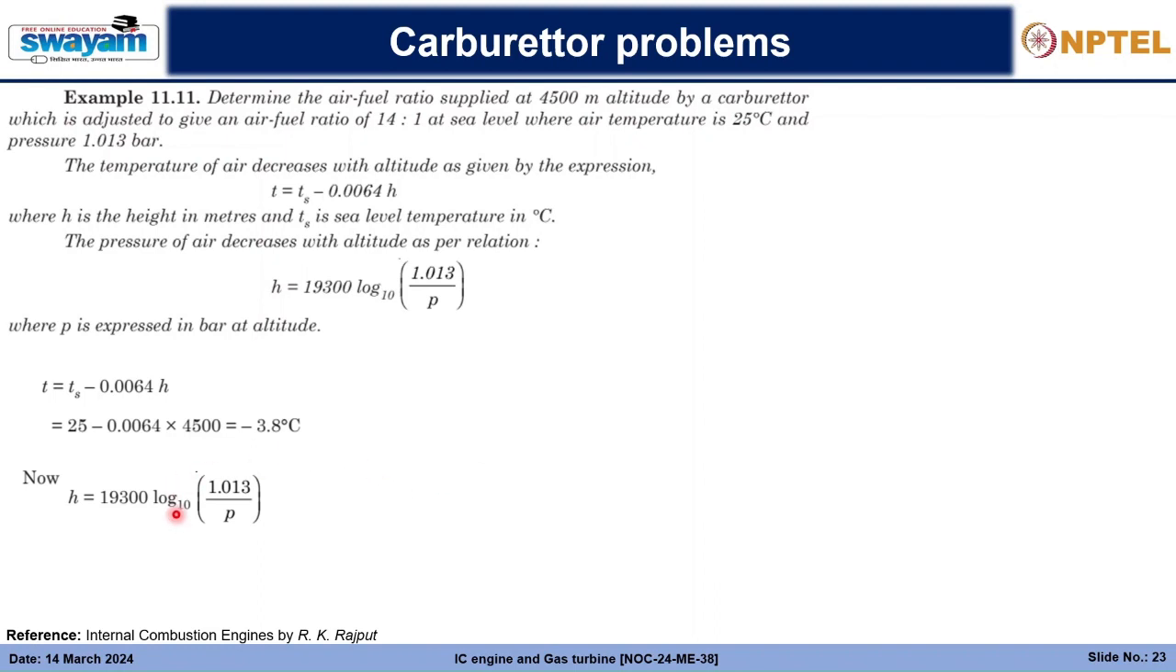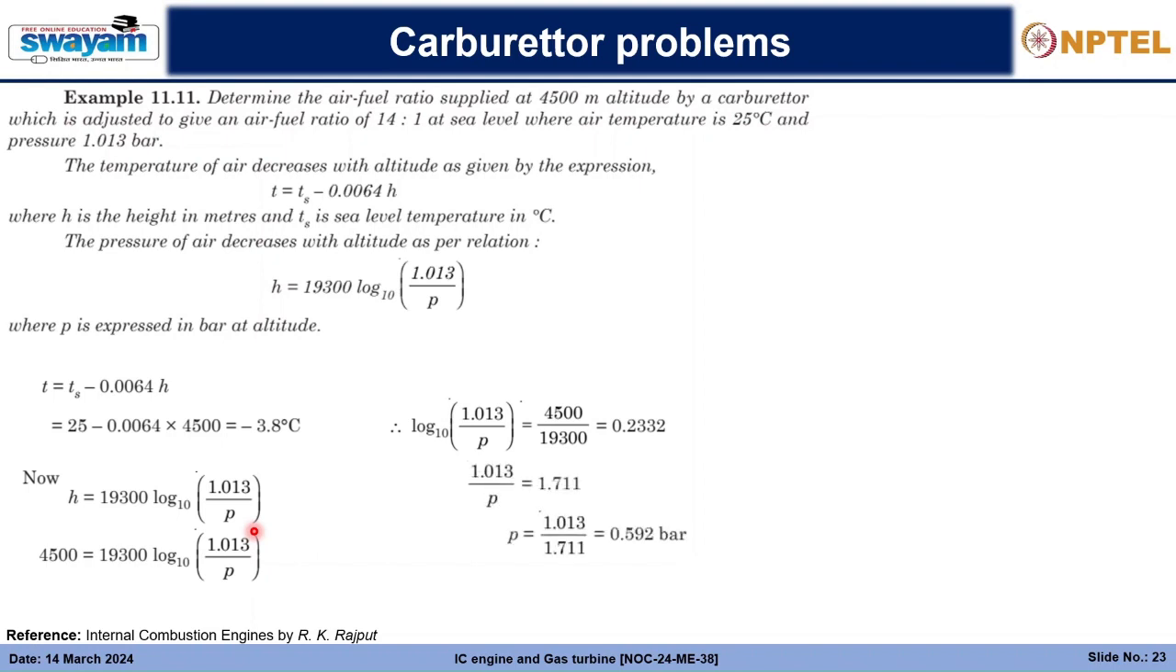Then we'll use this particular relation. We know the value of H, we do not know the value of P, pressure. So for P we will solve, and finally we will get the value of P to be 0.592 bar. So very low pressure, also below 0 degrees Celsius. So it's a very unusual condition for a carburetor at very high altitudes.